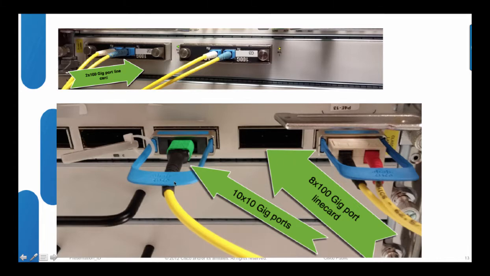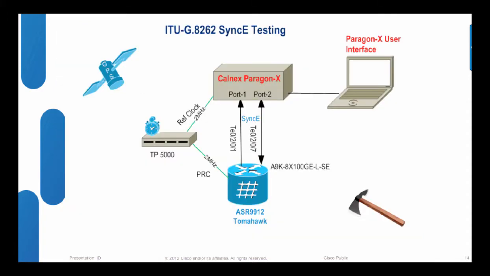Another feature here: you can plug in a special CPAC transceiver, and it allows you, via this special cable, to have 10 ports at 10 gig instead of one port at 100 gigs. And this is another slide showing the same thing, but let's have a look at the infrastructure between the time provider 5000 and the clock and all that stuff.